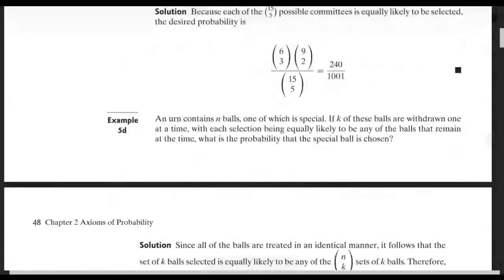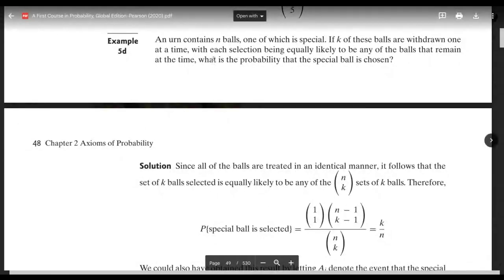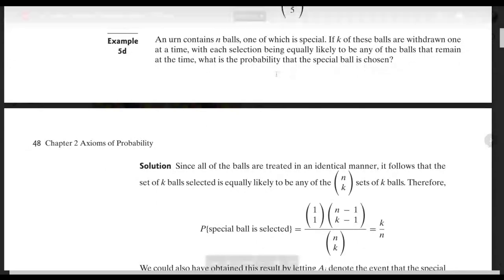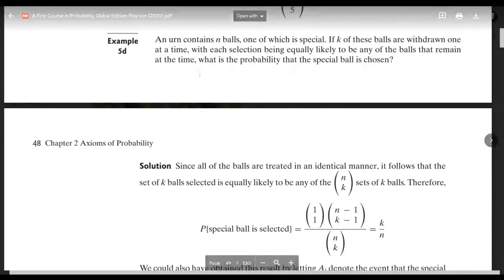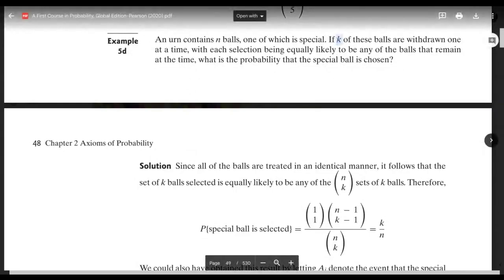Let's say 5D. Now, N contains n balls, one of which is special. If k of these balls are withdrawn one at a time, with each selection being equally likely to be any of the balls that remain at the time, what is the probability that the special ball is chosen? We only have one of these special ones. What is the probability that the special one is chosen? Because we want to choose k of them.